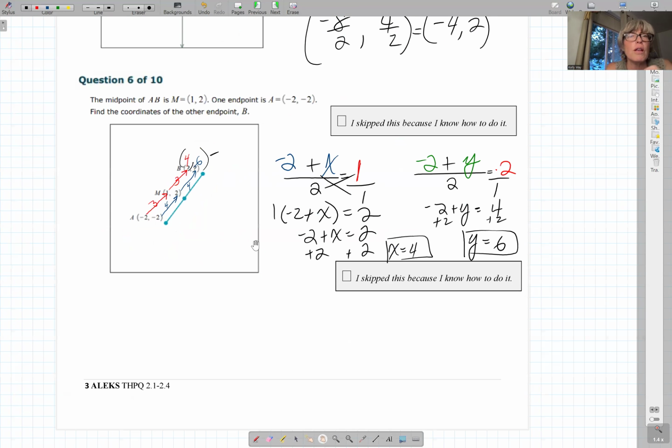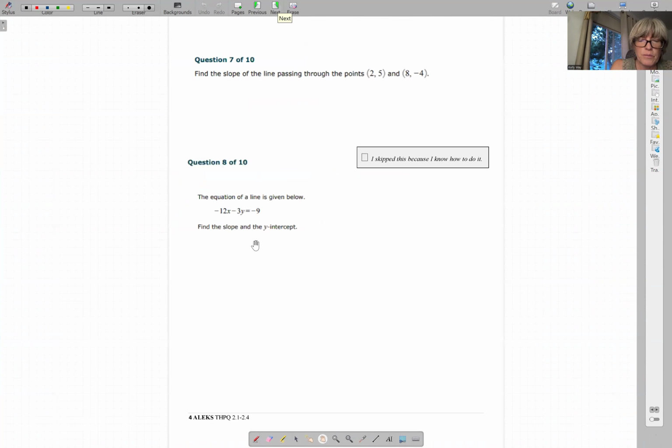As you can see, you get the same answer. This seems to be a shortcut. That's number 6, 7.